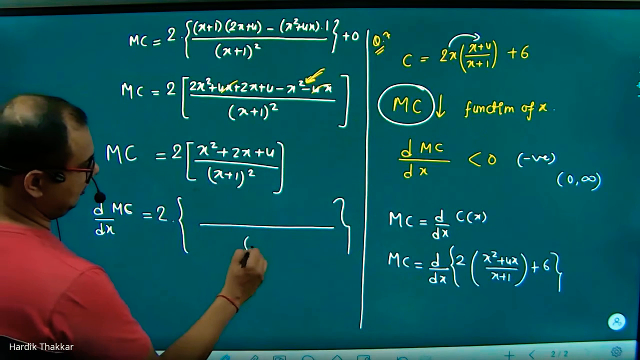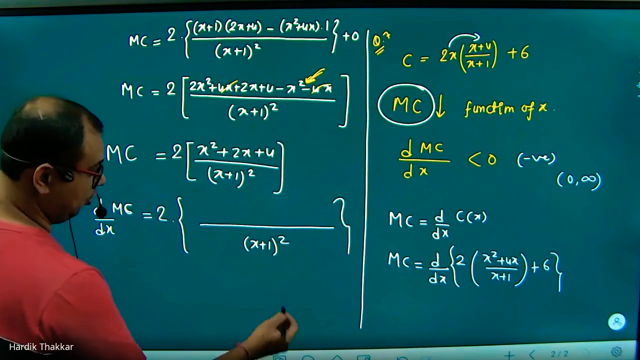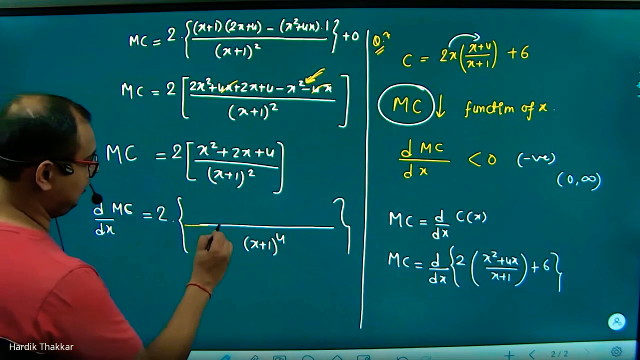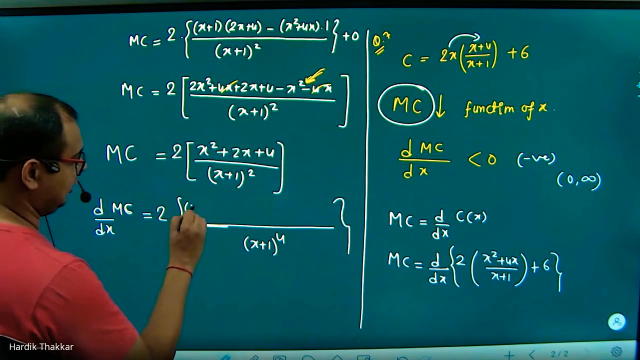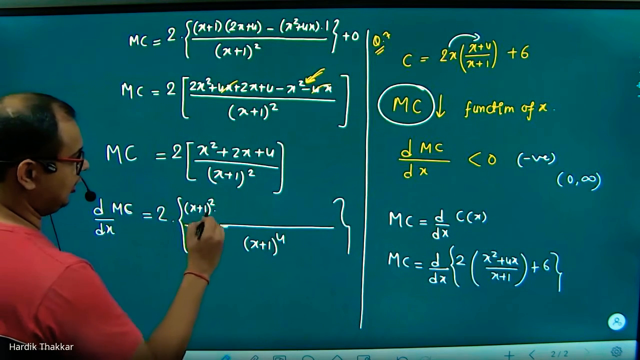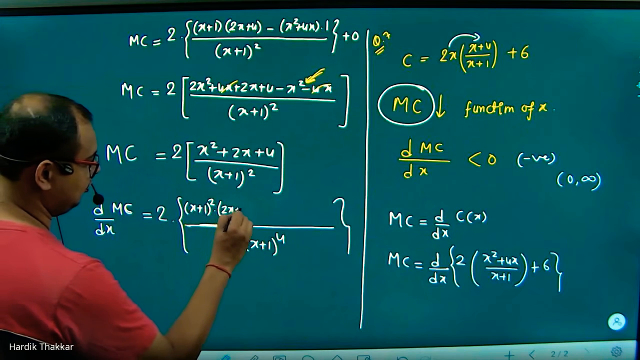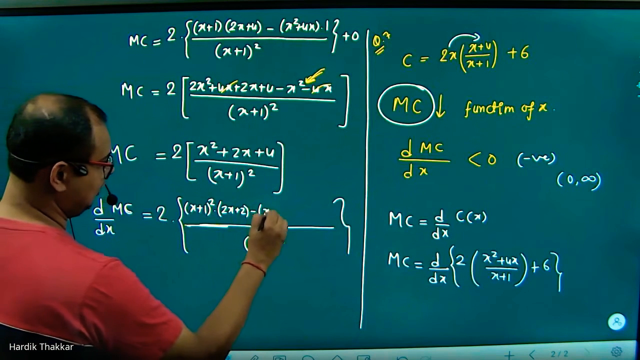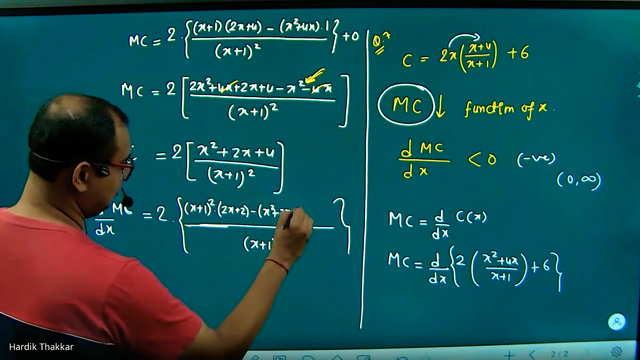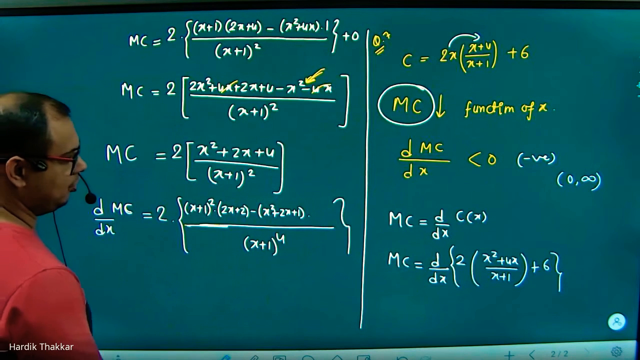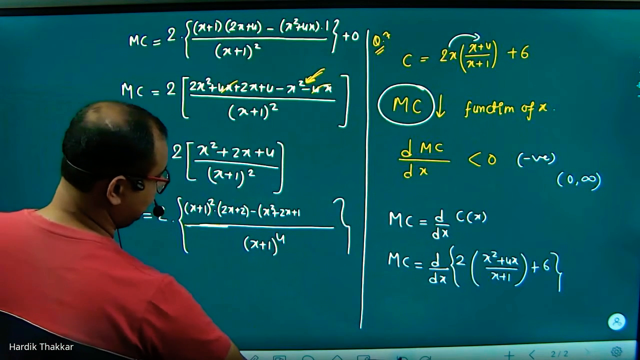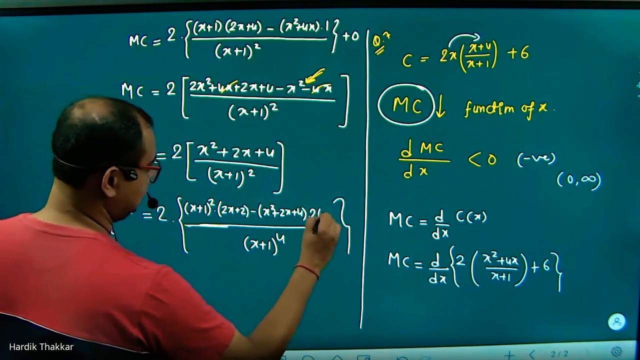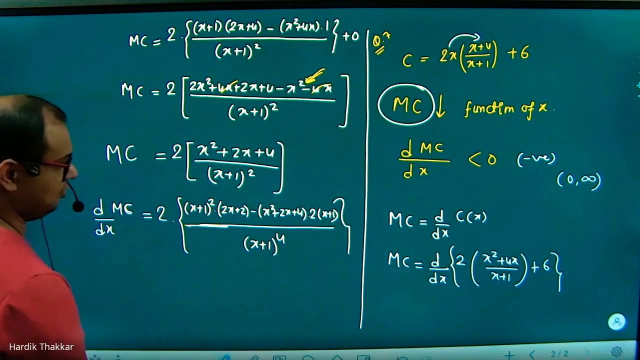Okay, so it will be x plus 1 whole square, whole raised to power 4, sorry, x plus 1 raised to power 4, correct? And in the numerator it will be the denominator times the derivative of the numerator, so it will be 2x plus 2, minus the numerator, that is x square plus 2x plus 4, times the derivative of the denominator, which will be 2 times x plus 1. Okay, check.